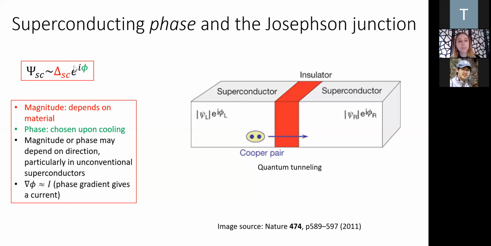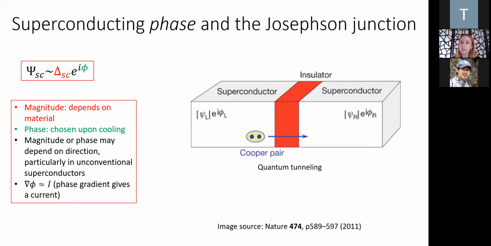The phase is something that is spontaneously chosen upon cooling, and I'll explain that a little more when I describe this drawing. In principle, the magnitude or the phase might depend on direction, whether an electron is moving this way, that way, whatever way. In superconductors we understand, typically it does not. Another thing to note is that if you have a gradient of the phase, so one phase in one part of your system and another phase in another part, that generally corresponds to current.